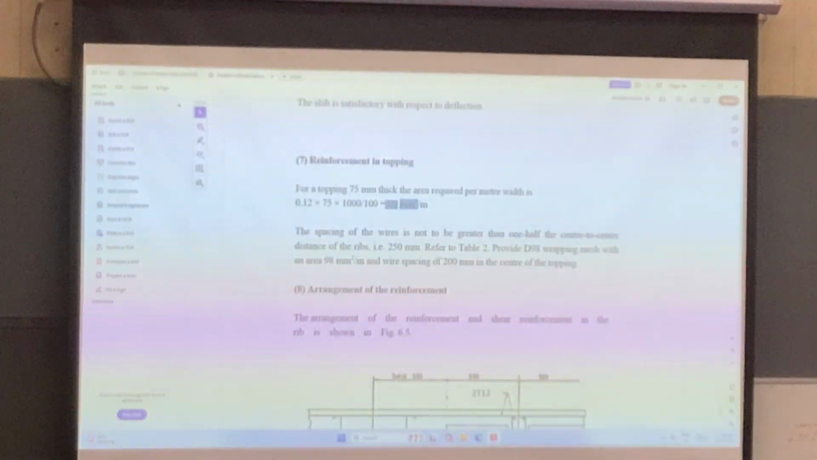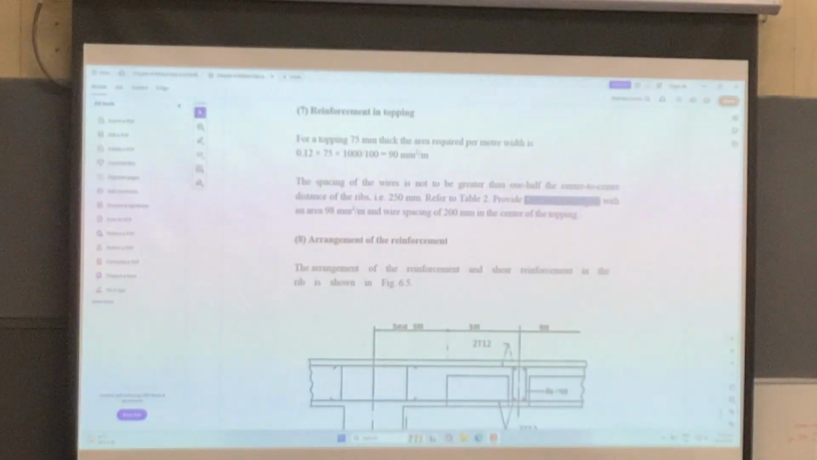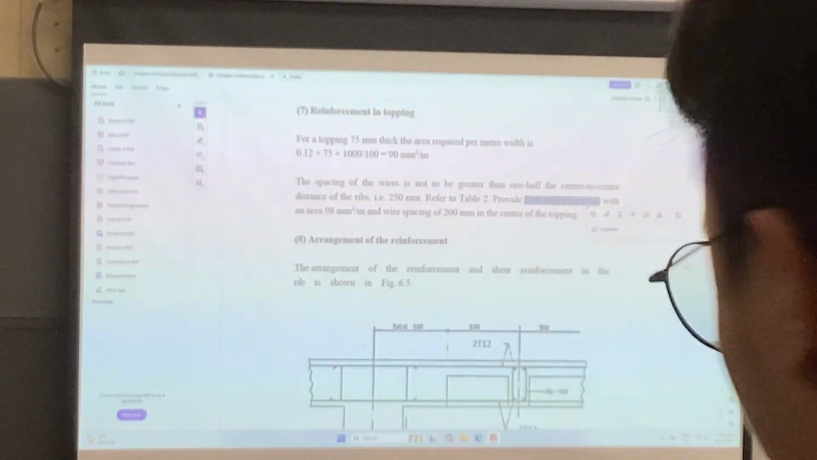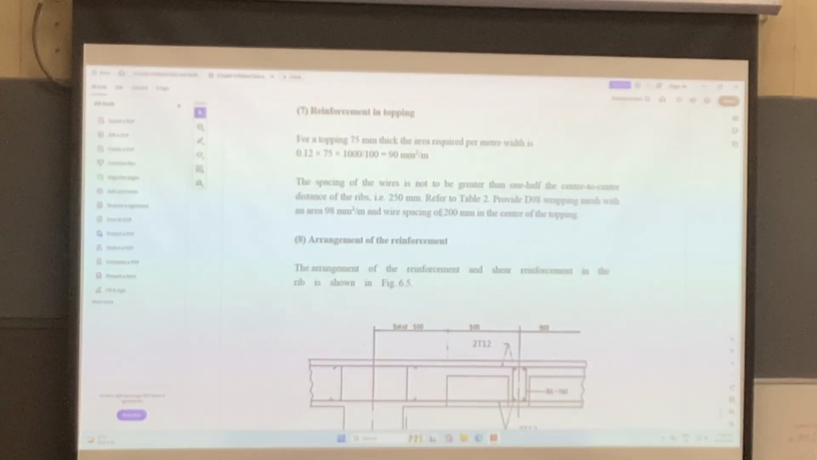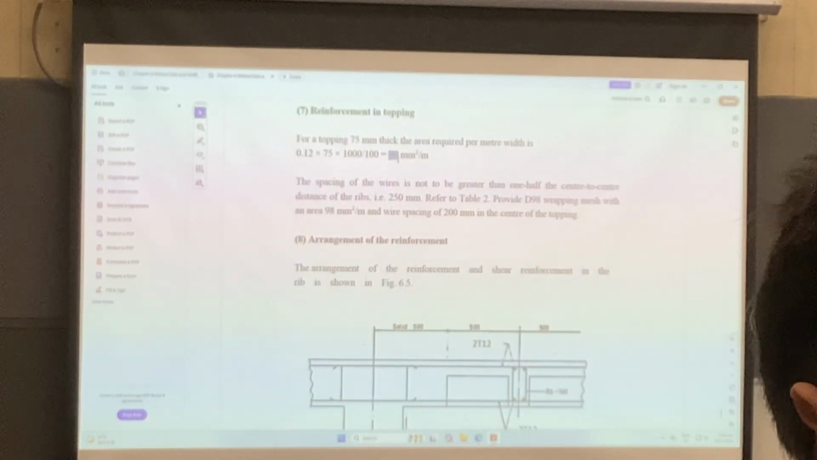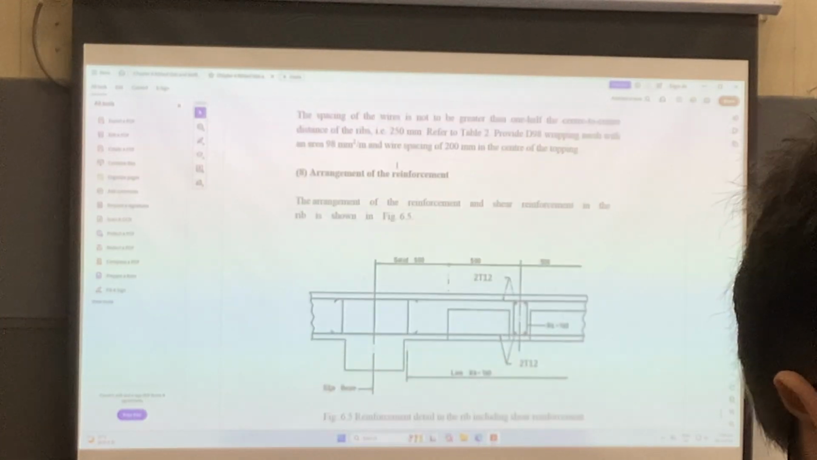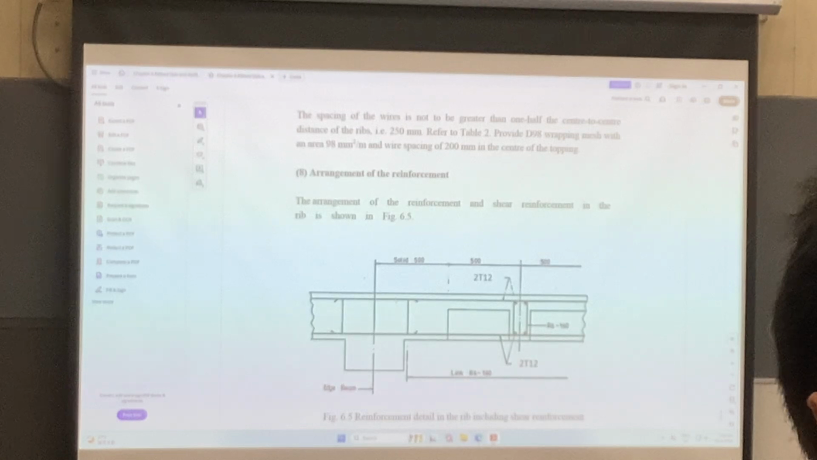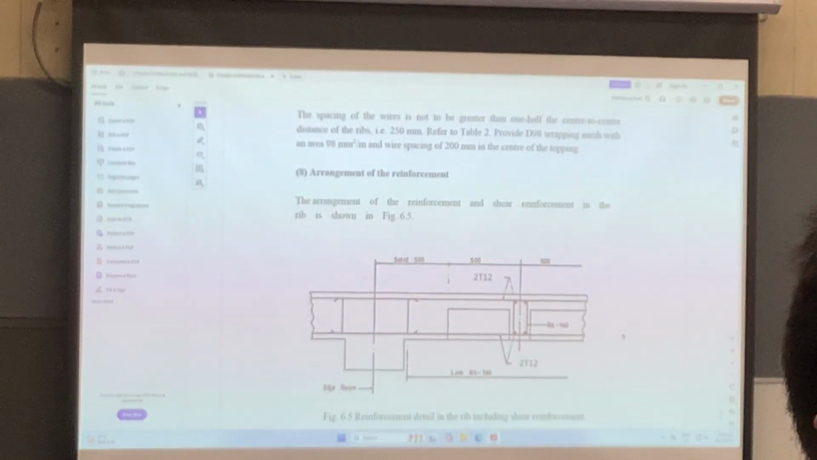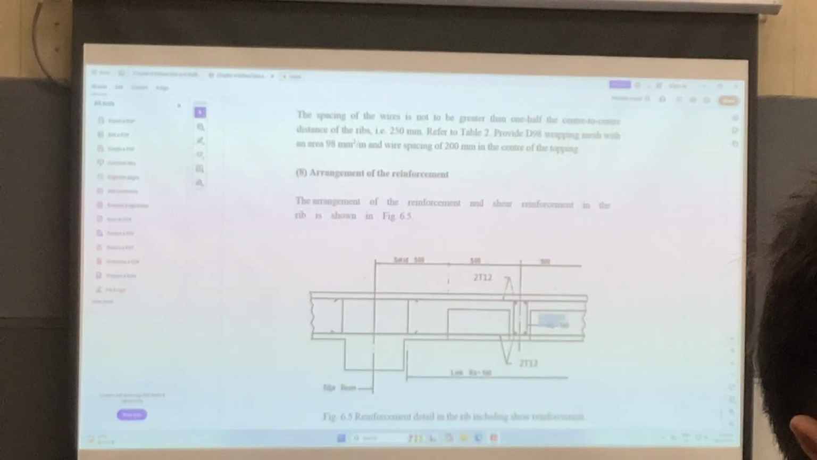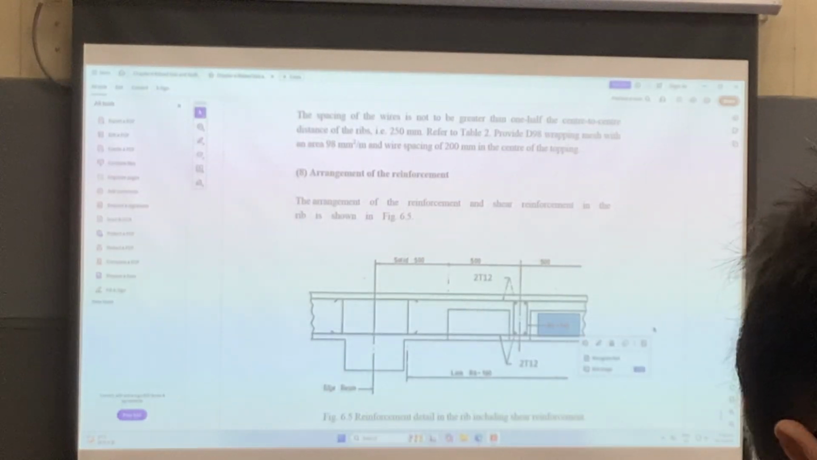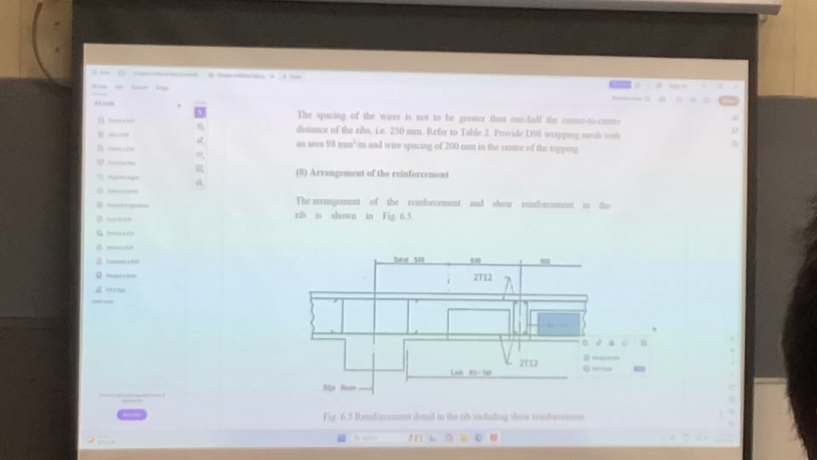Okay. So for here we can still use D98 as the reinforcement. Okay, because the spacing is not more than 250, and you can provide the reinforcement actually more than 98 mm square per meter. You can provide 98 actually. So your reinforcement will be like that. The top reinforcement is 2T12, bottom reinforcement is also 2T12, while the shear reinforcement is R6 with a spacing of 160.